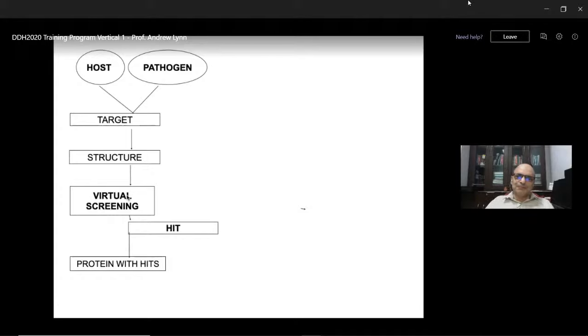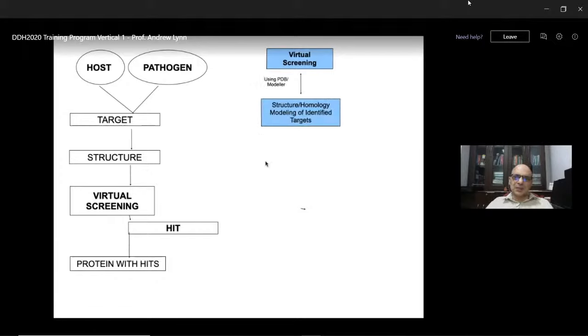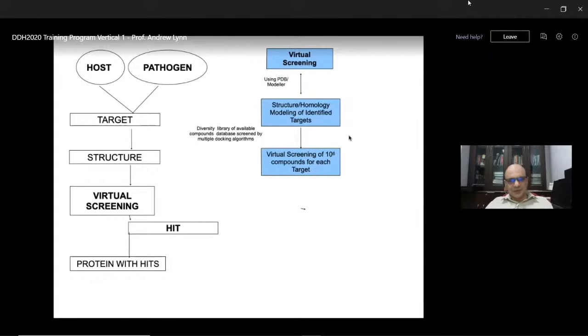So what is this kind of protocol? Virtual screening, first of all, you need to start with the structure. And if you don't know the structure, you have a homology model of the identified targets. And then you go around and pick up a diversity library of available compounds. And this can be in the range of millions of molecules. Now, this is to define the scope of the research problem. You have an identified target, and you have a large number of small molecules, each of which you're going to fit against it and see whether they are tentative inhibitors.